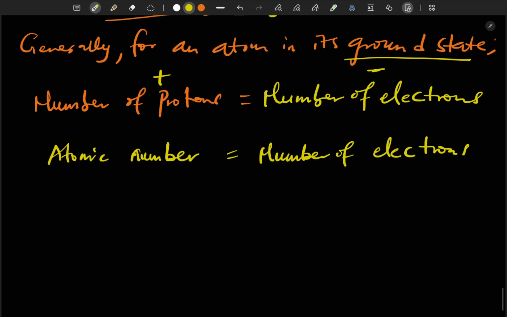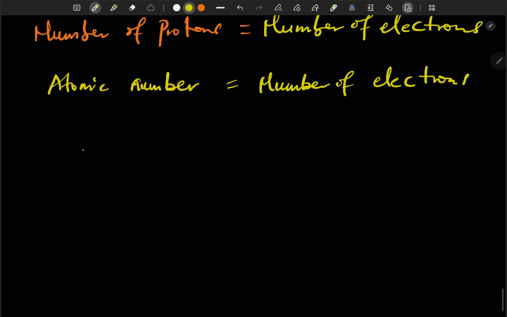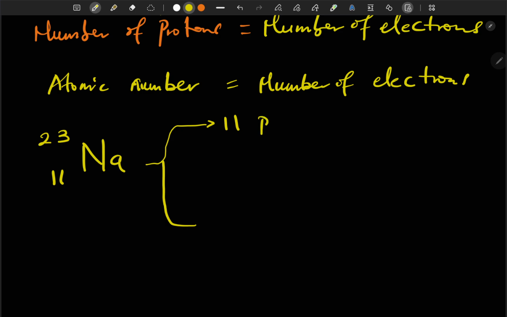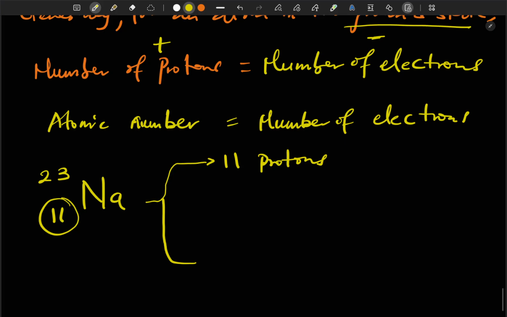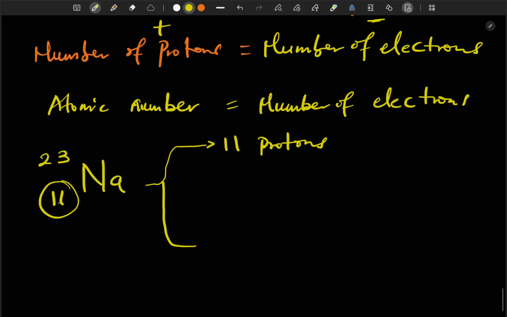So now let's go back to the previous example, sodium, with mass number 23 and atomic number 11. In this sodium, we can say that this sodium atom contains 11 protons, right? Which is the atomic number, 11 protons. Atomic number is the number of protons. Now, because in an atom in its ground state the number of protons and electrons must be the same, 11 protons means we must have 11 electrons.